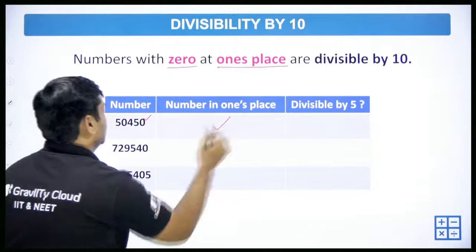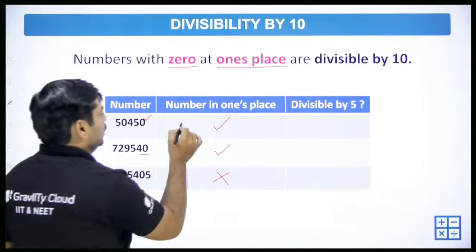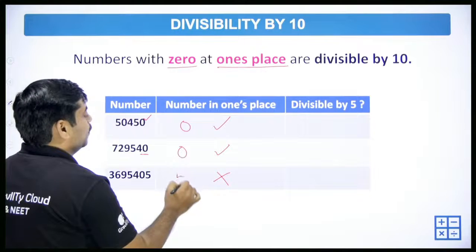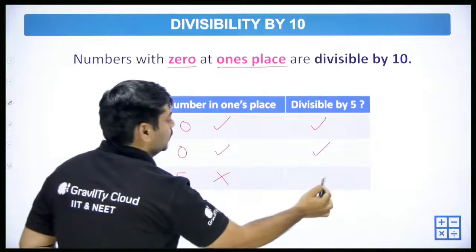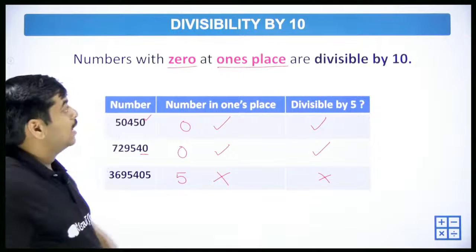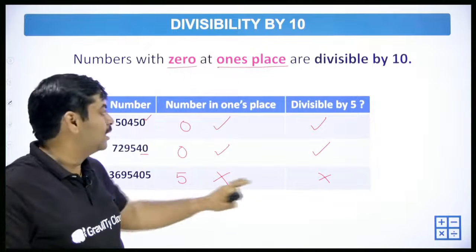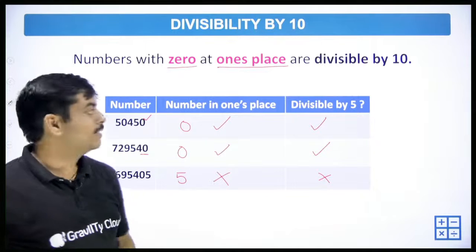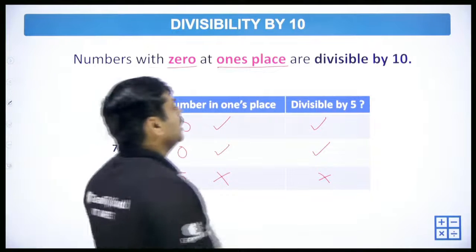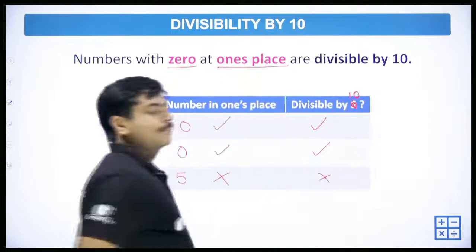50450: 0, yes. This 0 again, yes. 5, no, right. Here it is 0, here it is 0, here it is 5. At the ones place we should have only 0, but we have 5 here, so it is not divisible by 10. Okay.